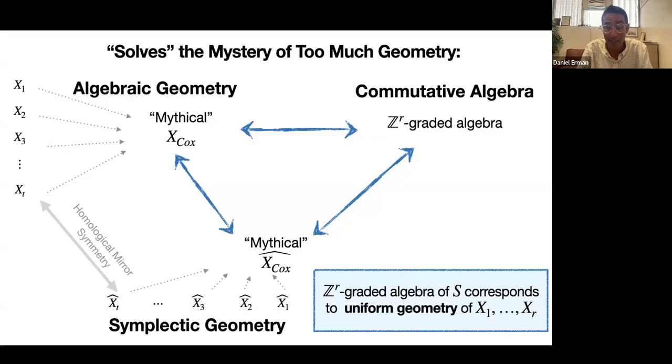And I'll kind of end by trying to emphasize this philosophy a little more about how the algebra corresponds to uniform geometry.